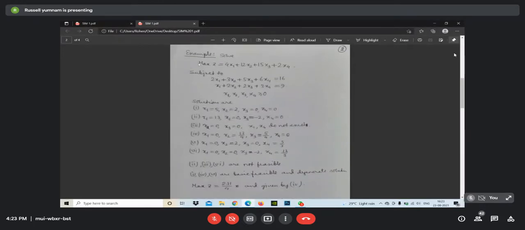Okay, then let me start with this. You are asked to solve this problem. Here you have to find the maximum of z equals x1 plus 12x2 plus 15x3 plus 2x4, subject to the conditions 2x1 plus 3x2 plus 5x3 plus 6x4 equal to 16, and x1 plus 2x2 plus 2x3 plus 3x4 equal to 9.